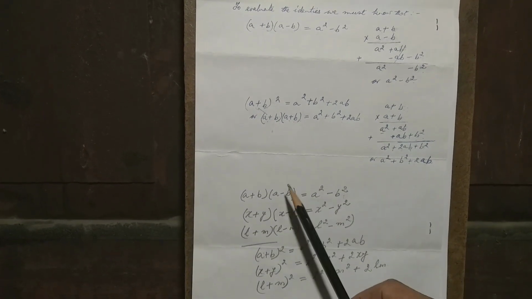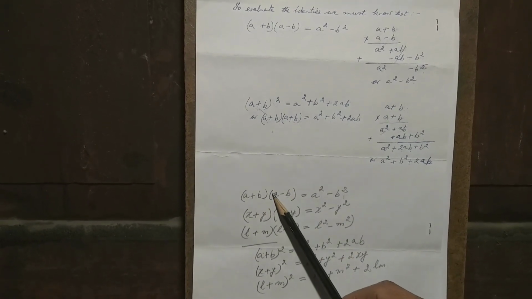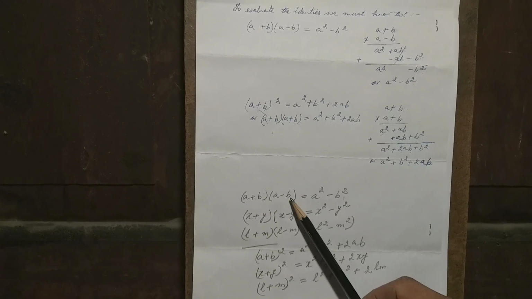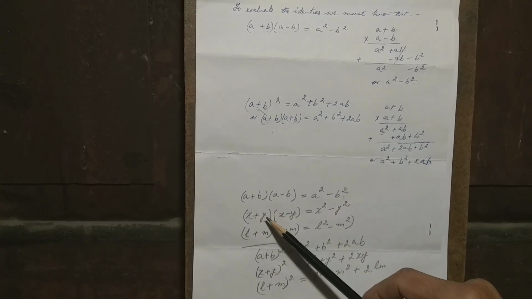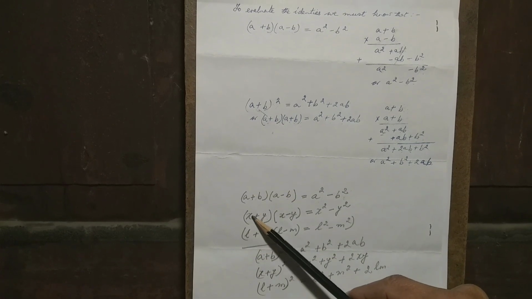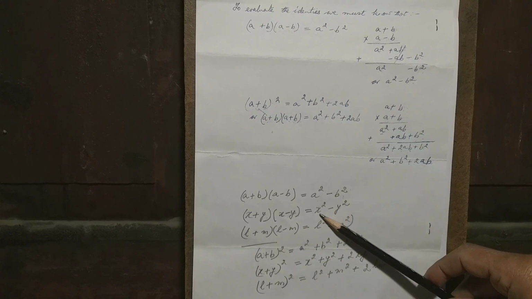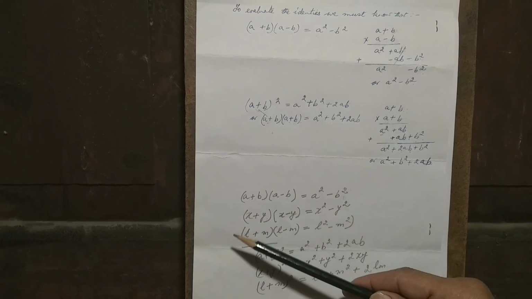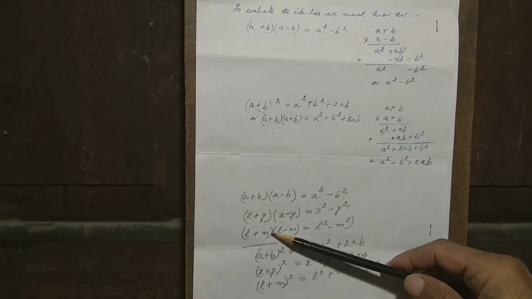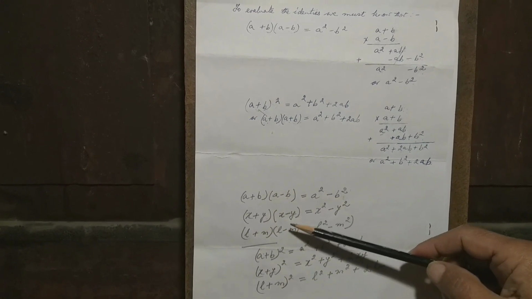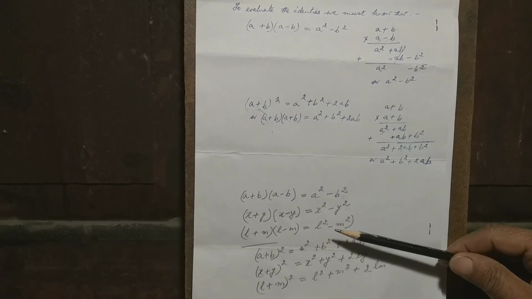So this is what we have learned, that a plus b multiplied with a minus b gives us a square minus b square. Now instead of a we can have x, instead of b we can have y. So x plus y into x minus y will give us x square minus y square. Now instead of a we can have L, and instead of b we can have m. So L plus m multiplied with L minus m will give us L square minus m square.